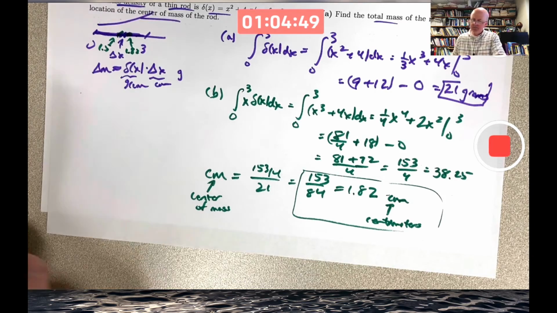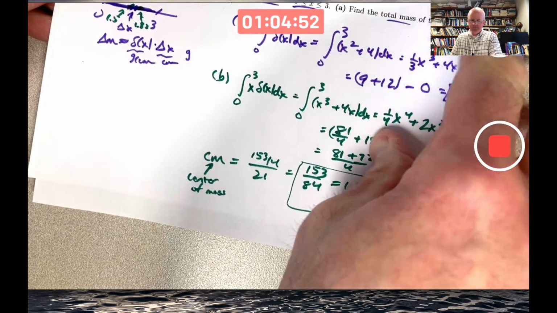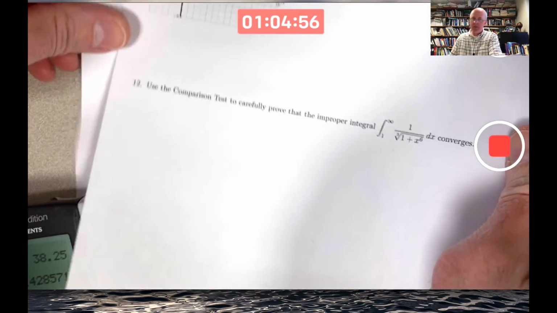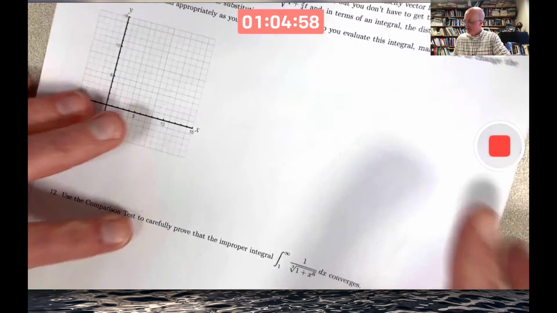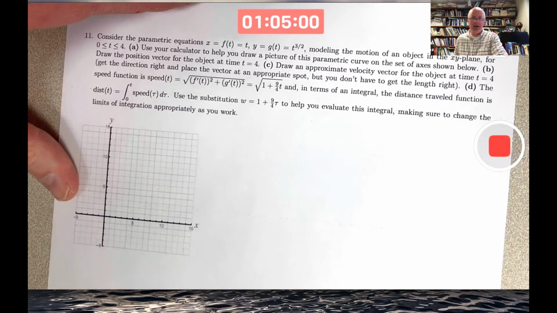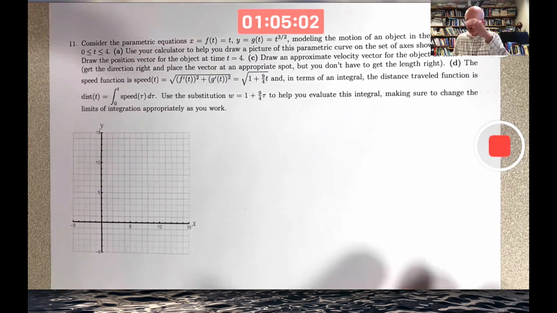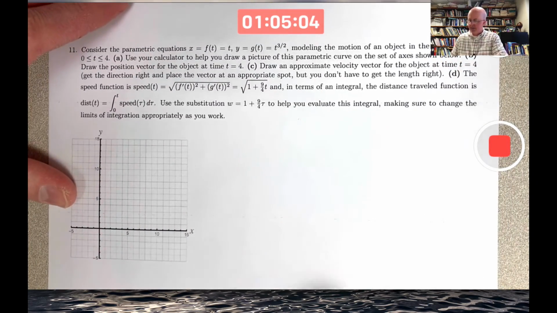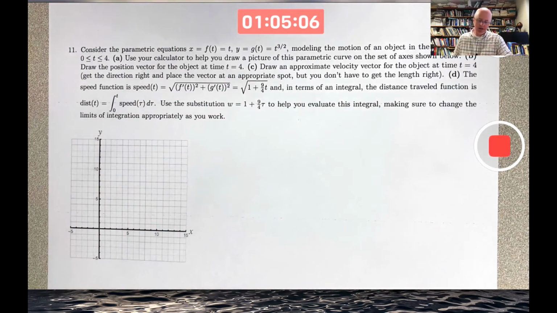Last page. Two more problems. This one is one that I like to do in Calc 2, though not every Calc 2 class will do it. We're ultimately going to find arc length of a curve, but it's a parametric curve. You may be doing arc length of regular graphs of regular functions instead. But I like doing parametric curves.